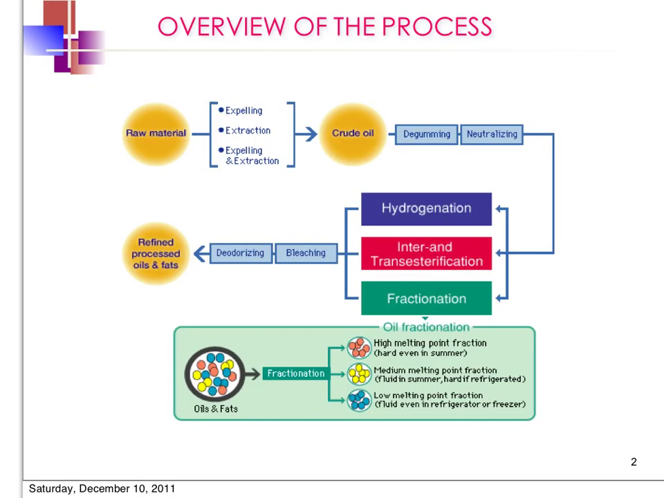Okay, let's start by looking at the overview of the process of oil processing. So basically we start with the raw material. The raw material can be a seed, for example soybean seed, cotton seed, or sunflower seed, or from the oil palm fruits. Then the oil has to be squeezed out from the raw material.